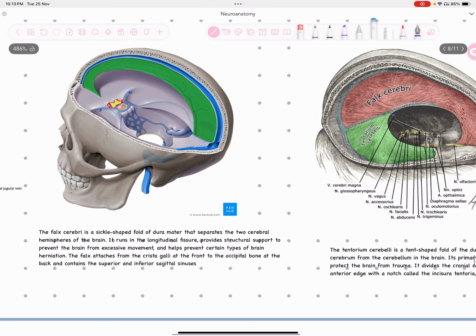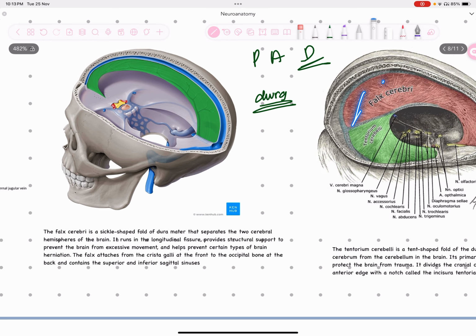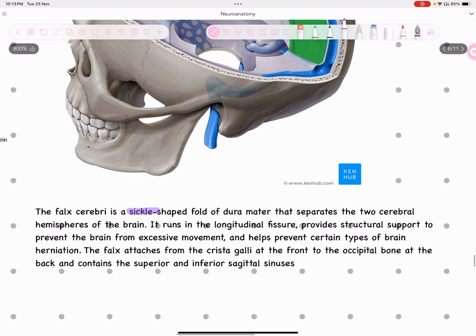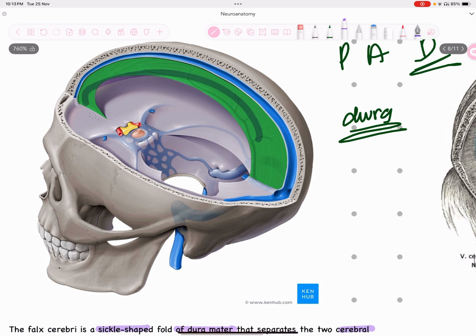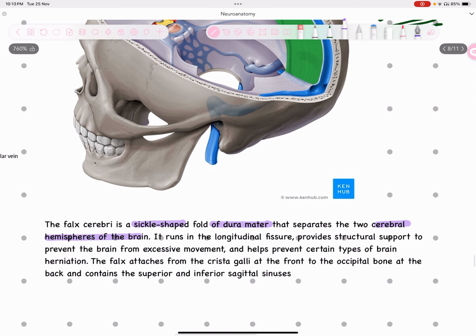What are falx cerebri and tentorium cerebelli? They both are folds of dura mater. Remember, dura is the outermost layer of the meninges. Falx cerebri is a sickle-shaped fold of dura mater that separates the two cerebral hemispheres of the brain. So it is placed between the two cerebral hemispheres, as the name suggests. It runs in the longitudinal fissure. It provides structural support to prevent the brain from excessive movement and helps prevent certain types of brain herniation.